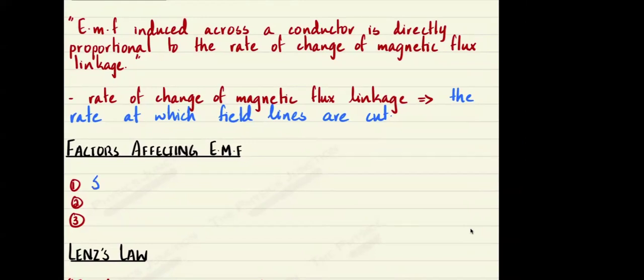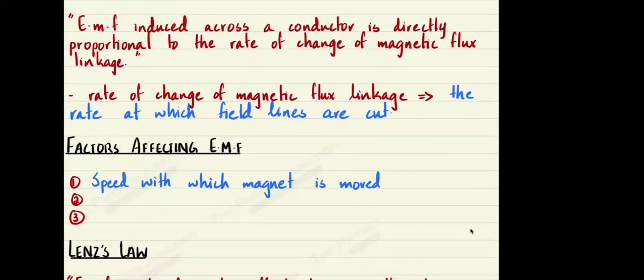So you can say the speed with which the magnet is moved, right? Because obviously if you move the magnet faster, it makes sense that more field lines would be cut. So if the rate at which field lines are cut is faster, field lines would be cut more rapidly, that would lead to a greater EMF.